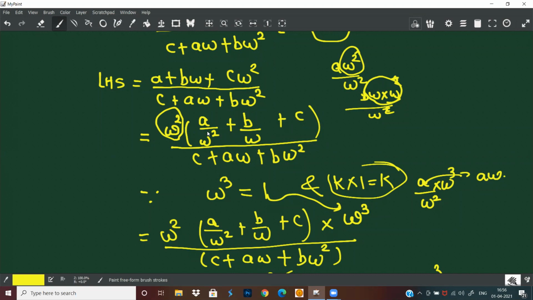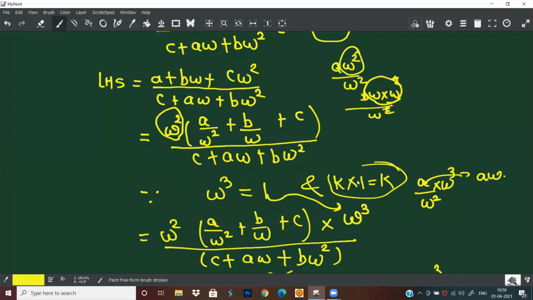Yes, you can do by any other method. Yes, 100%. You can do by another 3-4 methods actually. I just want to show you how you can play with omega cube. That's why I'm just sticking to this method. Okay?